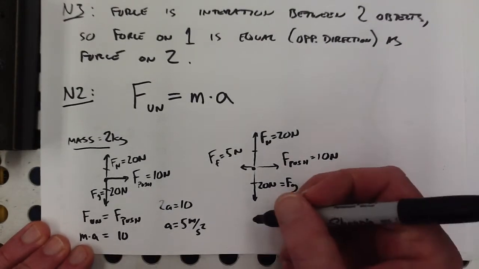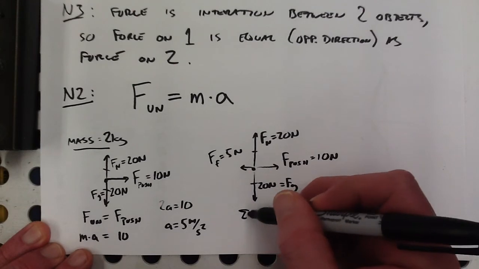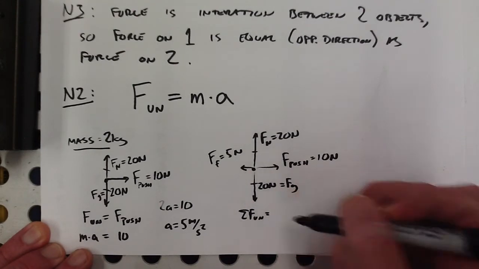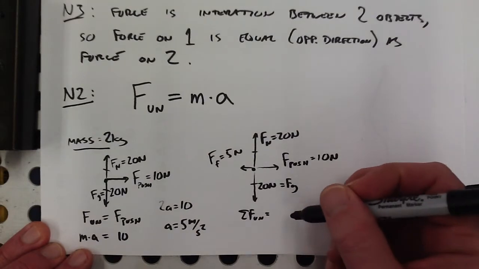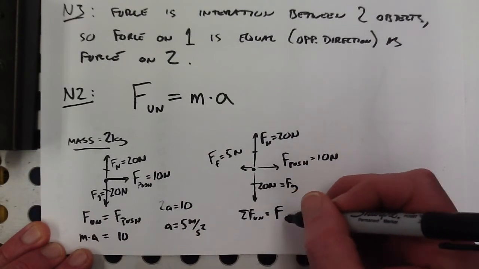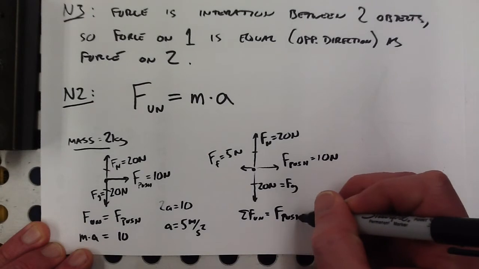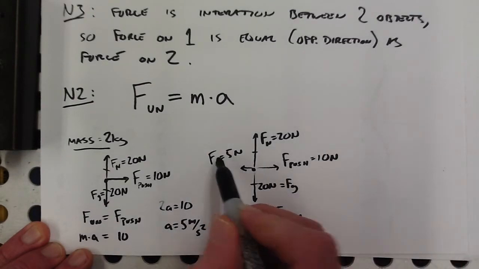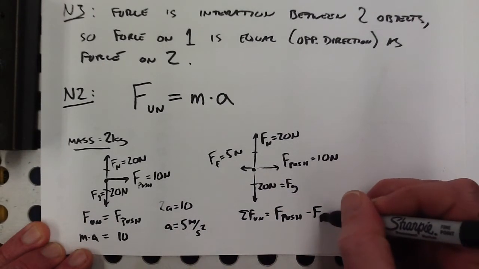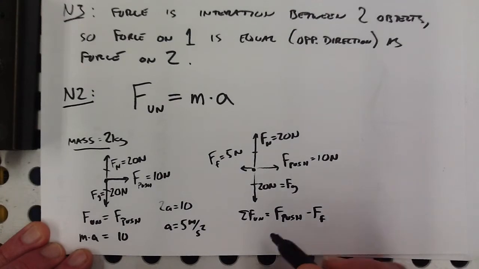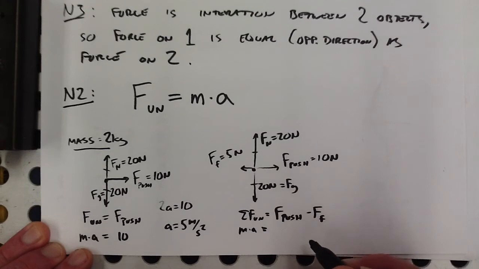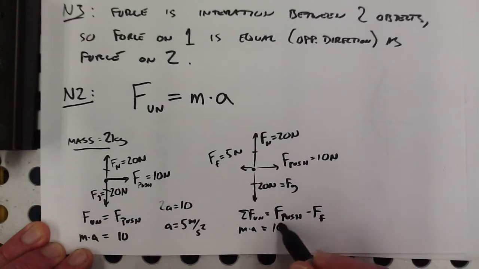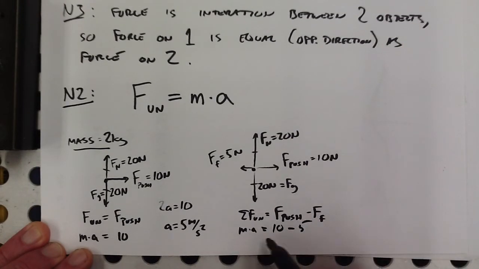But now the unbalanced force here is equal to, I like to call this winners minus losers. I'm going to say that a million times till you're sick of me saying it. So force of push, that's winning, so the winning side, minus force of friction. So now my unbalanced force, mass times acceleration, is equal to 10 minus 5.